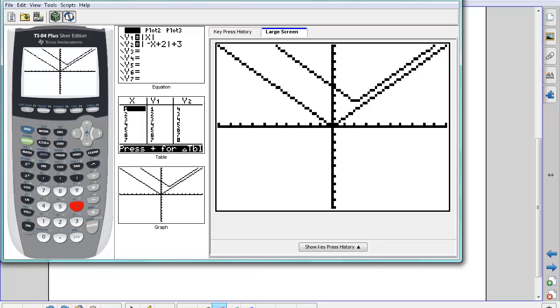And that's what my final graph looks like. So there it is. We went to the left 2, we went up 3, and then we reflected about the y-axis. So that's why it actually ended up over here, because it was left 2, up 3, but then it got reflected over.